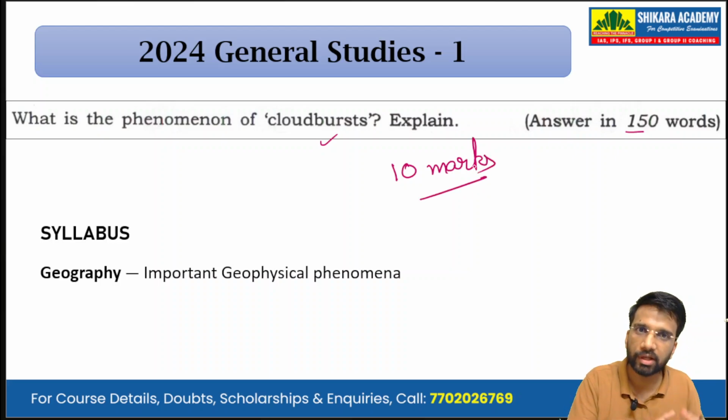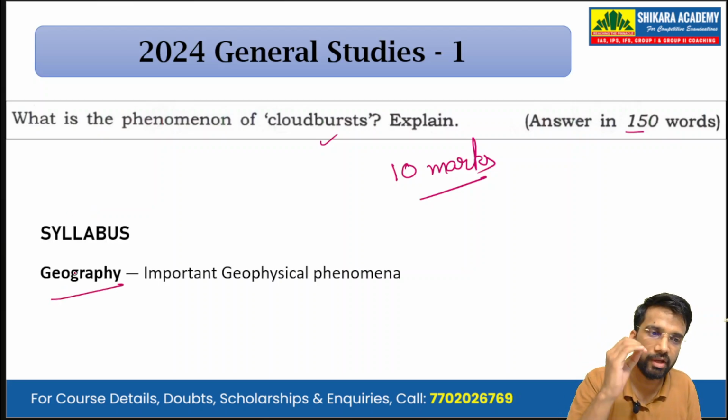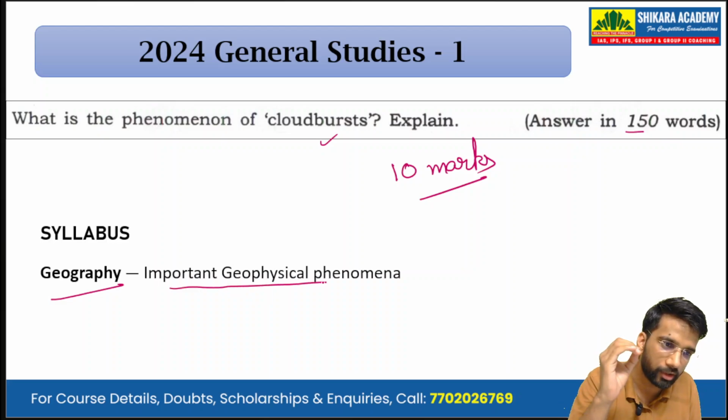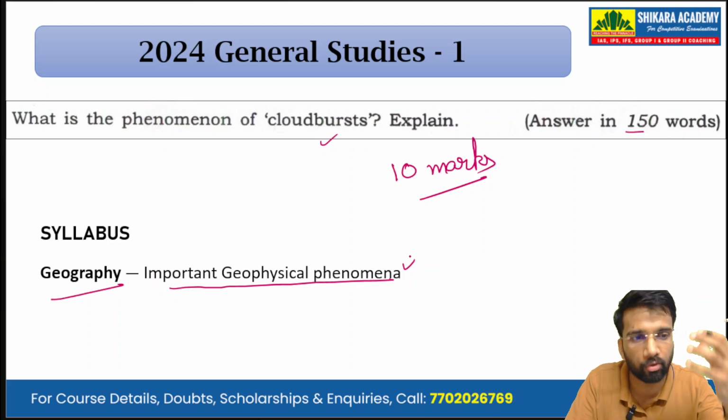So mapping it with the syllabus, GS paper 1, geography, it comes under important geophysical phenomena. And what is the phenomenon over here? The phenomenon of cloudbursts.